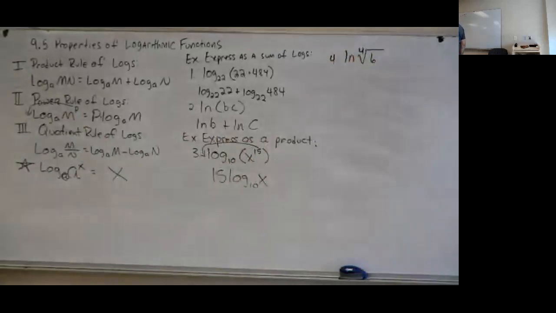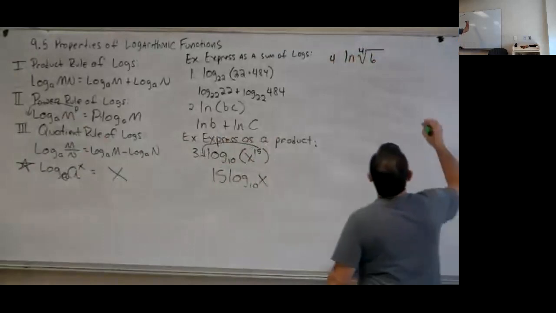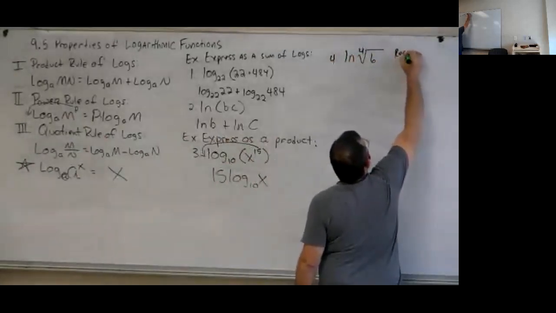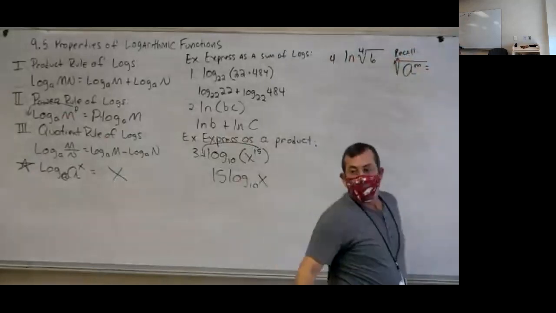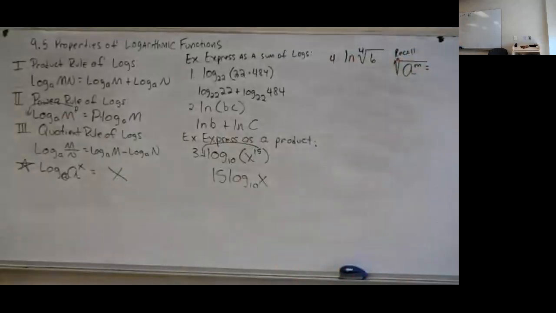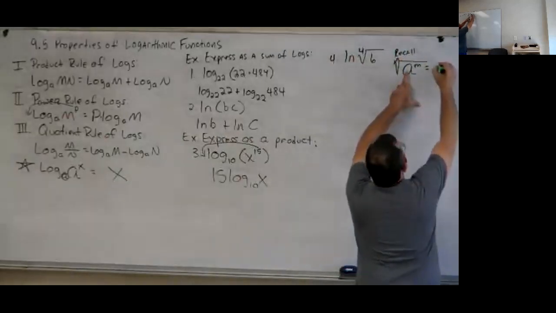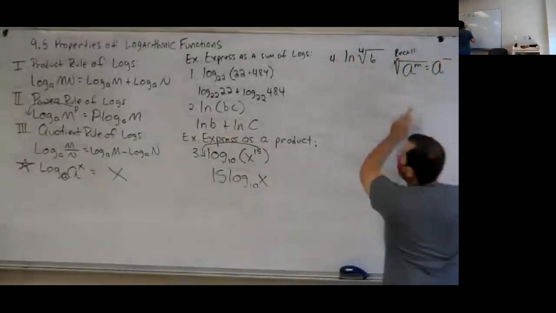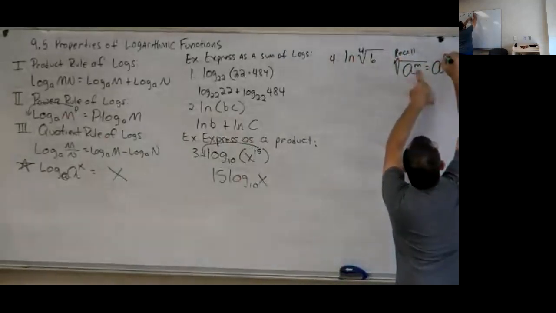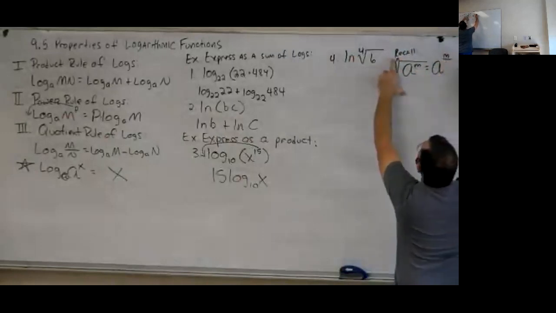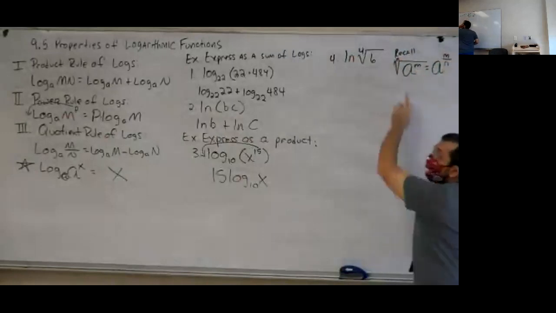What might get y'all is you have to be able to convert these radicals into fractional exponents. So let me just say this. Recall, to rewrite a radical as a fractional exponent, you take the base, which is under the radical, and make a fractional exponent. On top is the exponent, which would be the m. The bottom of the fraction is the root of the radical, which would be the n.